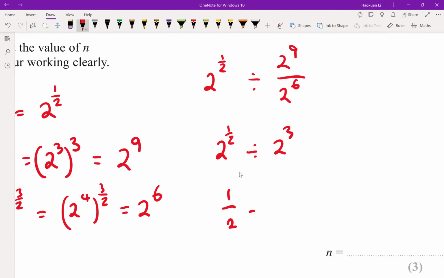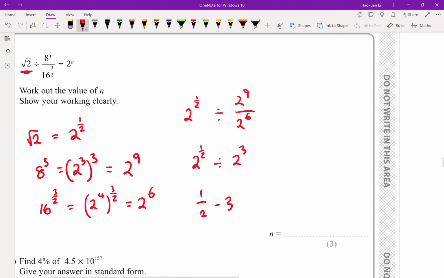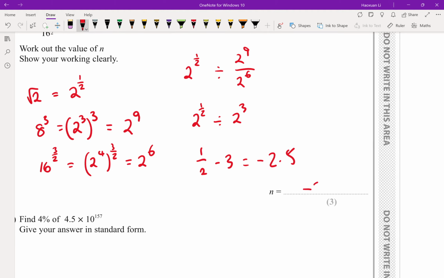And a half minus 3, now you're just working on the index. This should give minus 2.5. So the answer is minus 2.5.